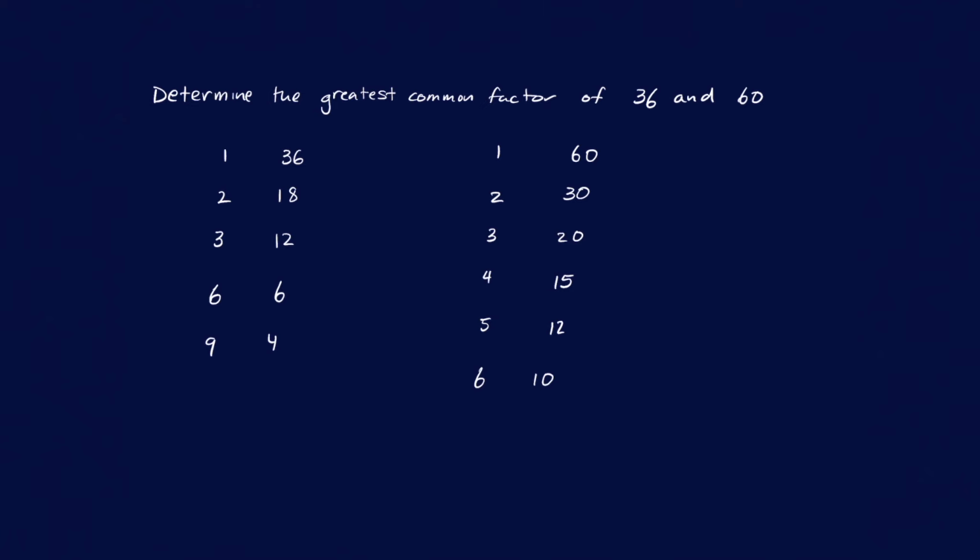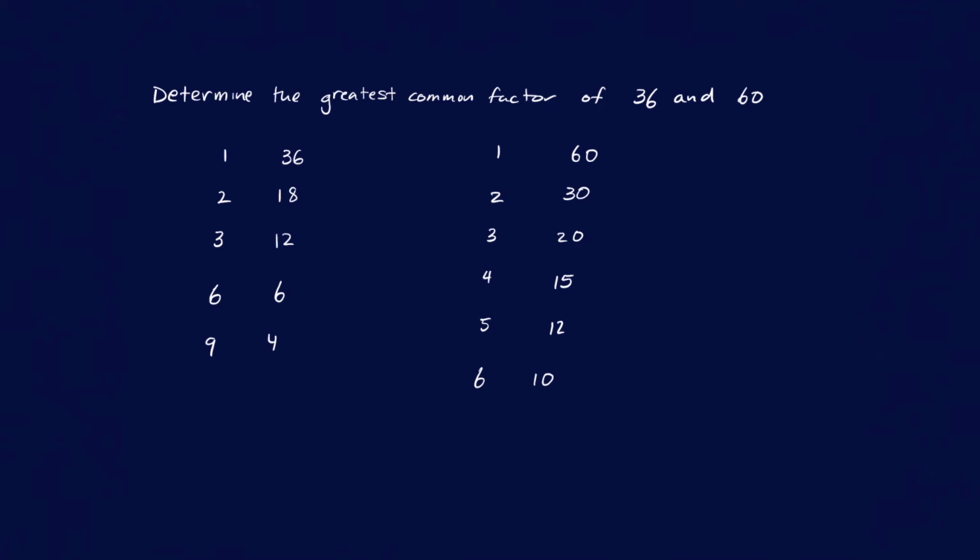So now, what is the greatest factor between both of these? The greatest factor is going to be 6. What that means is that the biggest number that can be divided from both 36 and 60 is 6.